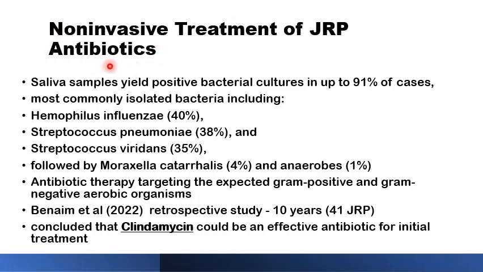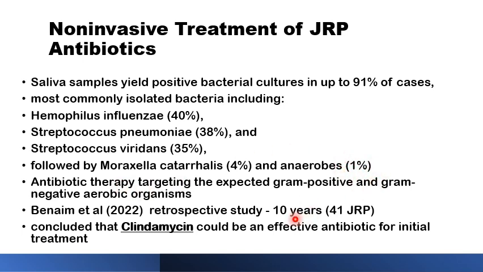Why should antibiotics be included in the conservative management? Because almost always, up to 91% of the cases, positive bacterial cultures can be obtained from the saliva samples from the affected children. The most common organisms will be Haemophilus influenzae at 40%, followed by Streptococcus pneumoniae, almost 40% again, Streptococcus viridans, just a little bit less, but also other types of organisms, including Moraxella and anaerobes in 4 or 1%.